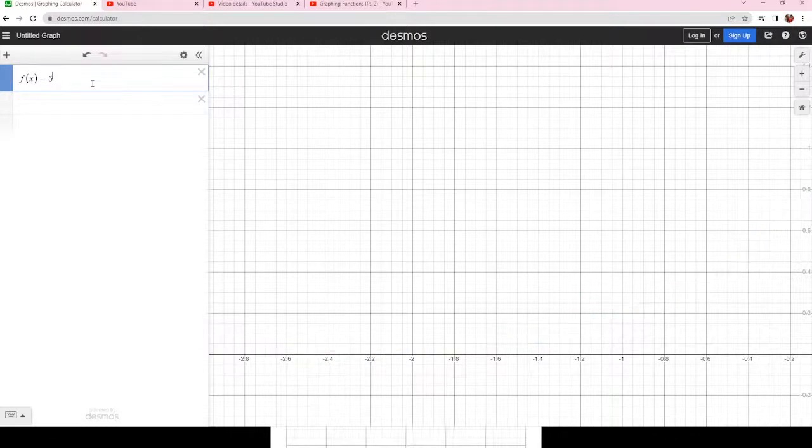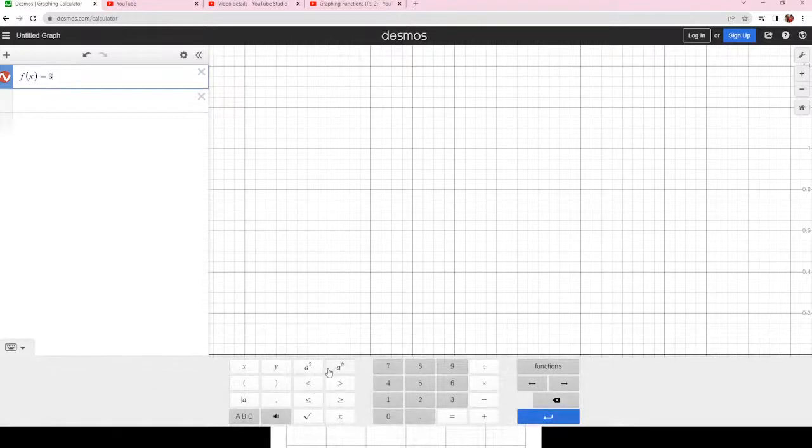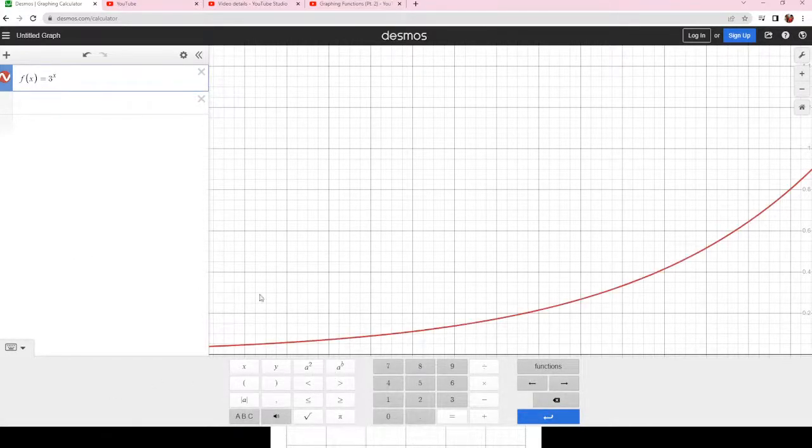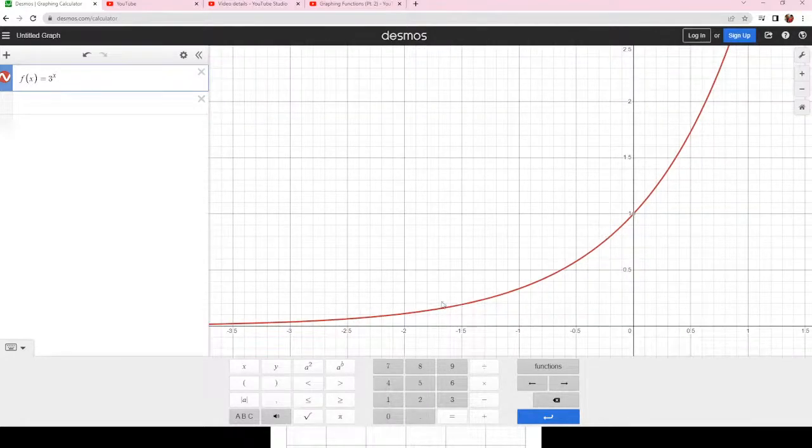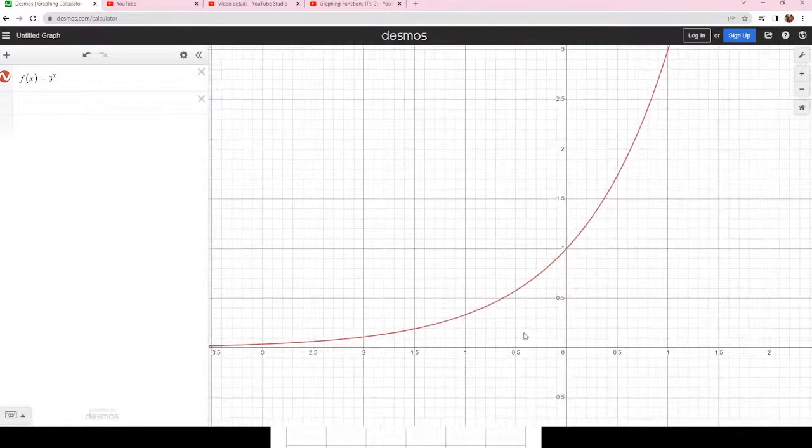Let's work another one. Let's do 3 to the x power. You're going to type in your function, and it's going to very kindly graph the function for you. Then if they ask you something like, what is f of 0? You're going to look on the x-axis for whatever the input is. So they said f of 0, so you look for 0 on the x-axis, which is right here, and then look where the graph touches, which is right here at 1. f of 0 is 1 for this graph.